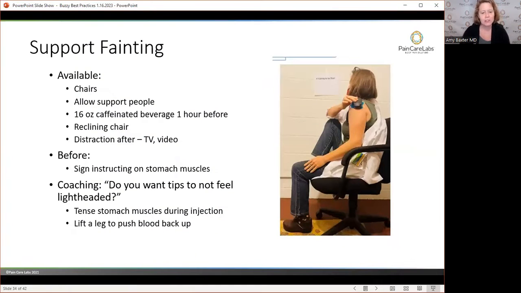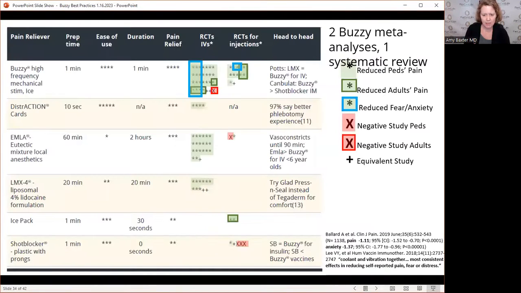So I have a question asking about using Buzzy on babies. Let me just stop the share for a sec. Actually, I'll just keep this up. So yeah, both Buzzy and ice packs are FDA 510K exempt, meaning that they are safe. There's no age limitations on them.